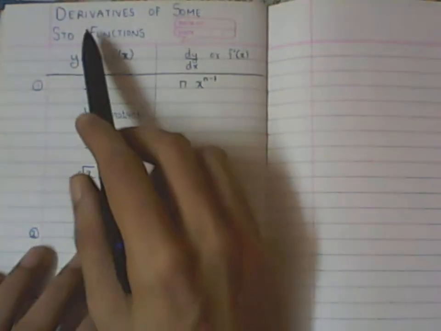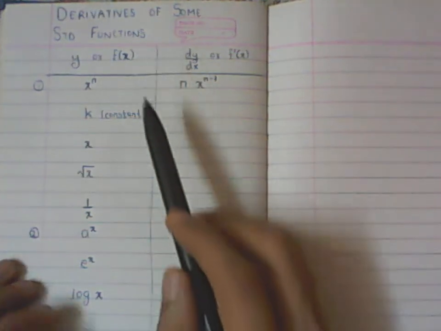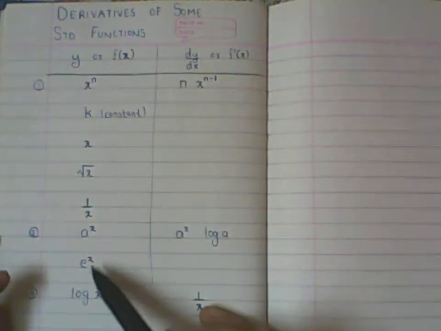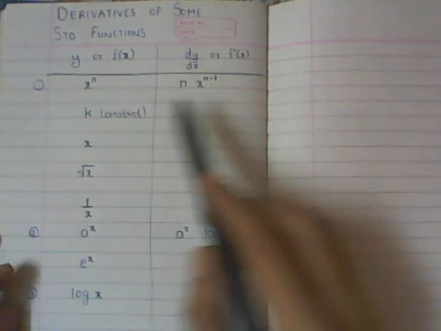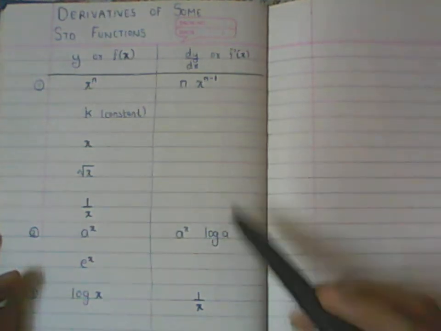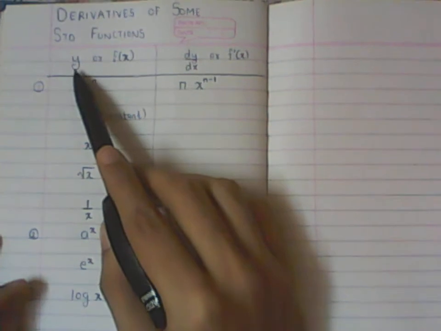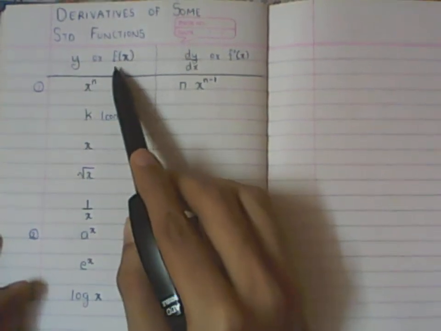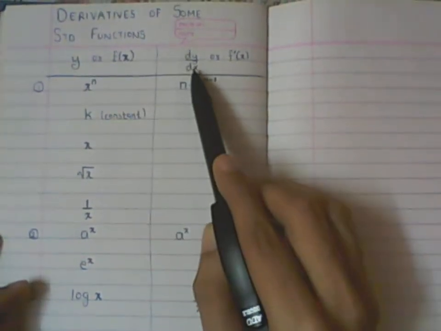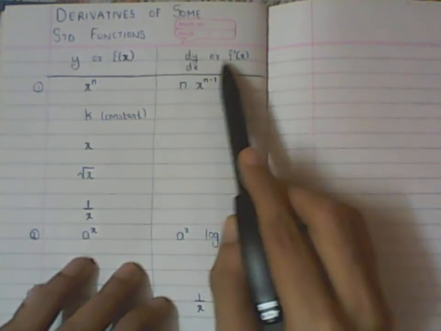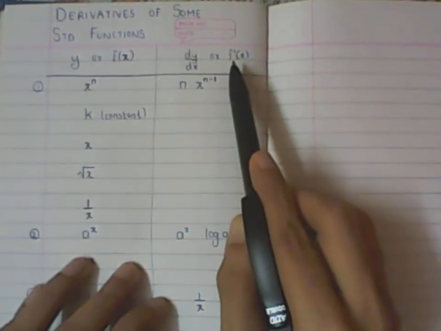Okay, this video is about derivatives of some standard functions. So I have a bunch of functions on this side, and I'll denote their derivatives on this side. This column represents my functions. I'll represent it with either a y or an f of x, and correspondingly the derivative will be either dy by dx or f prime of x, f dash of x, as we say.